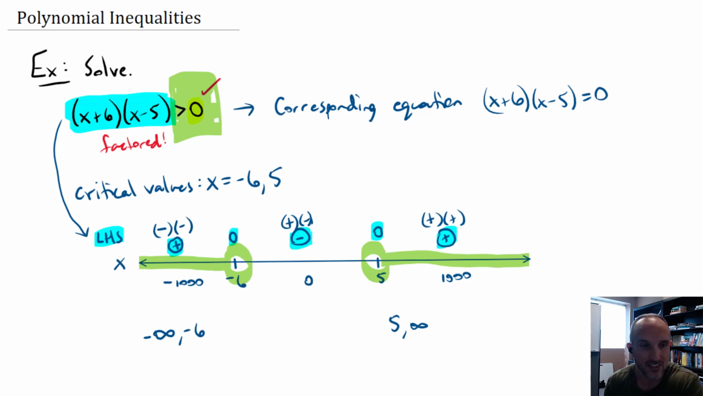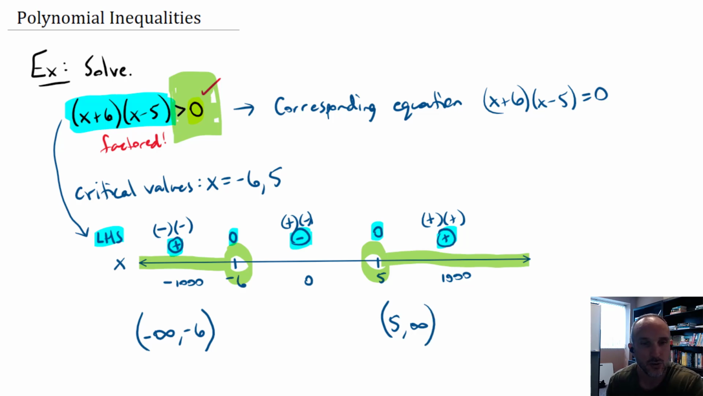Well, -6 is not part of our answer. So with that open circle, that means we put a parenthesis around it. Same thing with 5. It's not part of our answer, so I wrap it with a parenthesis. Now, infinities, no matter how far we shade, we'll never reach them. So they're not included in our answer either. So infinities always get parentheses.